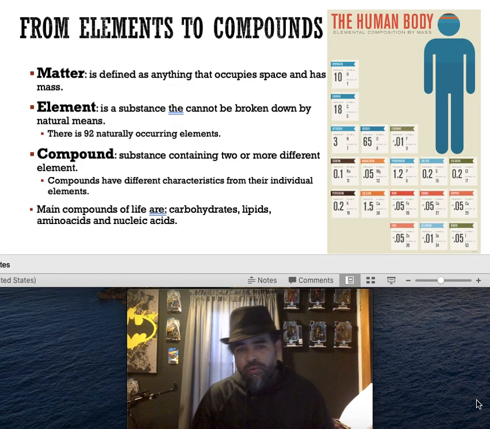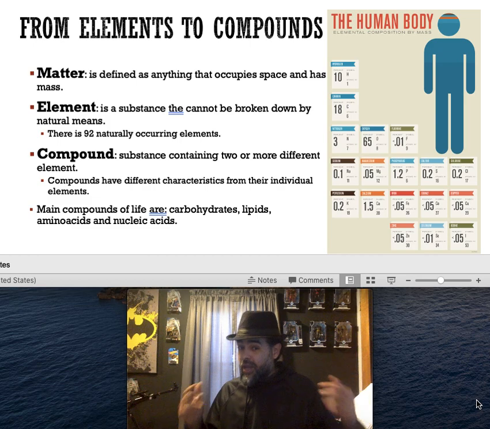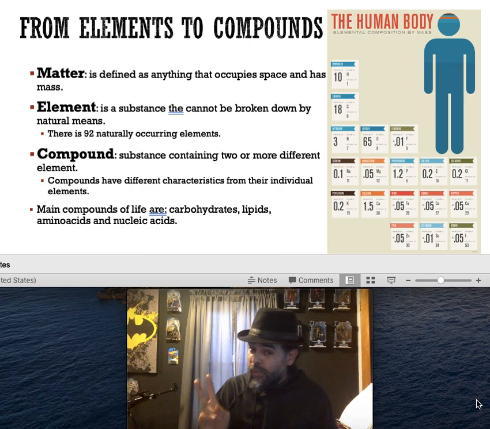Okay, so what is matter? Matter is defined as anything that occupies space and has some mass. So if you think about a definition like that, pretty much everything is made of matter. Elements and compounds are very similar in that both are made of atoms. An element is any kind of matter that is made of only one single thing, whereas a compound is made of two or more atoms.